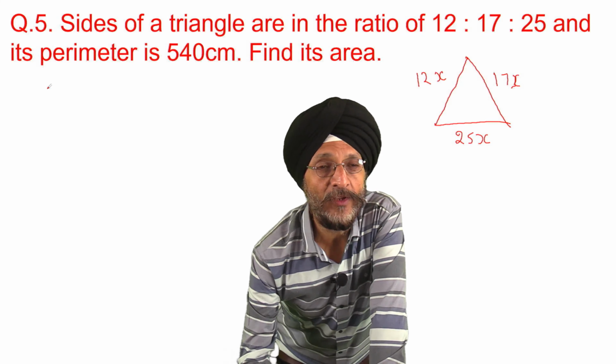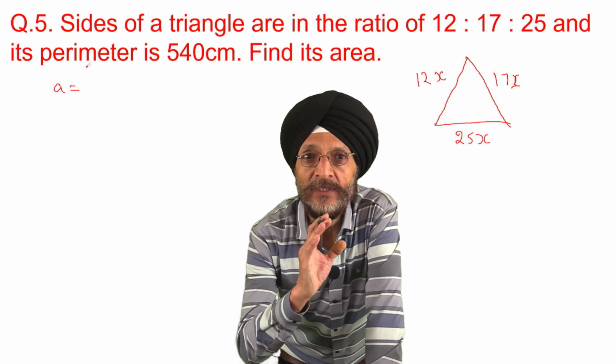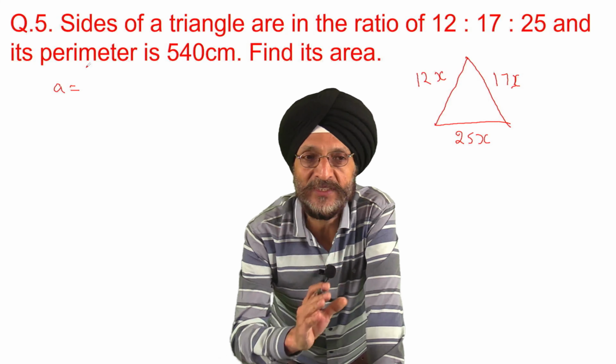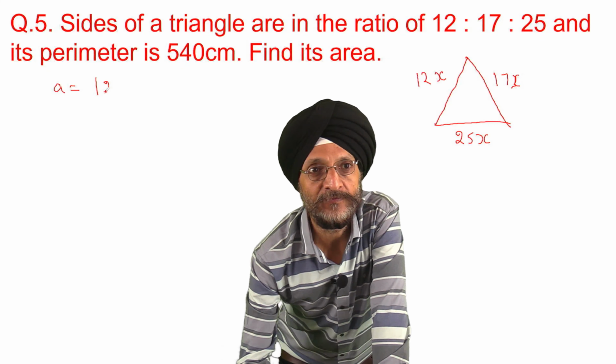So what is the value of A? We can say that the length of side A or one side is 12x. What is the length of second side B? It is 17x. What is the value of C? That is the length of third side. It is 25x.